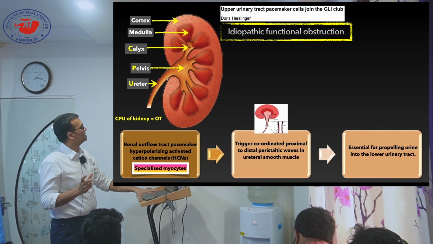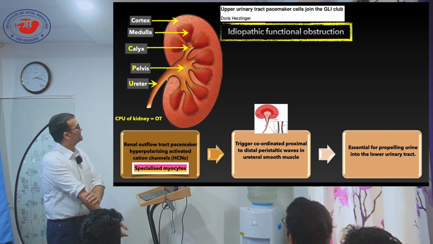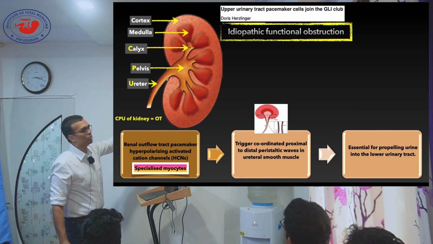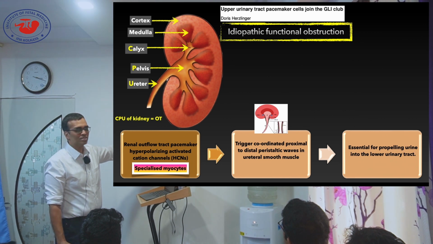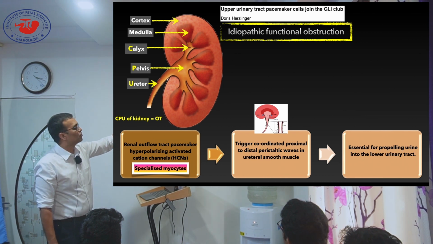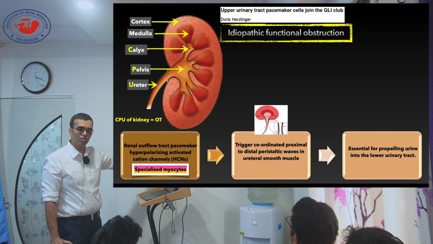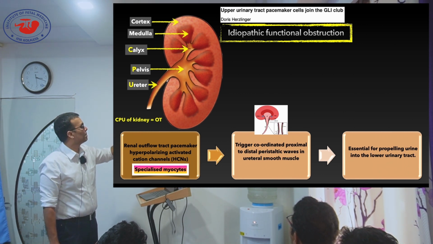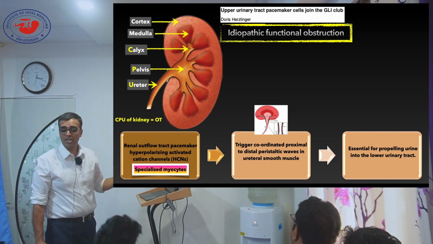Now this is something very new which I got. In this, what is the CPU of the kidney? CPU, central processing unit. So CPU here stands for calyx, pelvis and ureter. So this is the outflow tract of the kidney. Like in the heart we have an outflow tract, we have an outflow tract for the kidney also, and this is the CPU of the kidney.